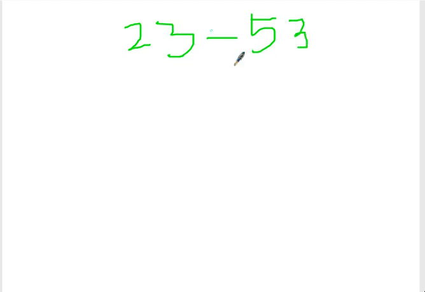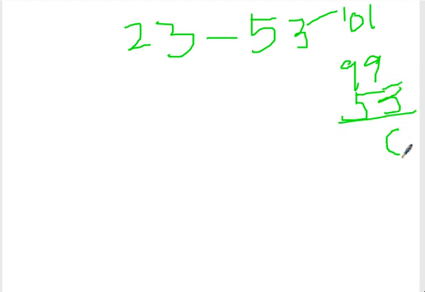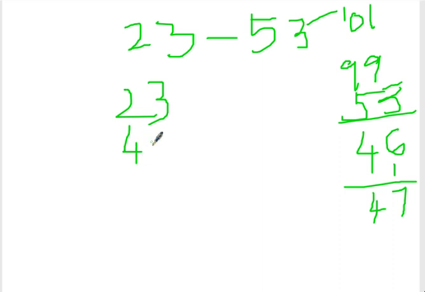So this one I have to take the tens complement. So 99, this one I should take the tens complement. 99, you remove 53. How much will you get? 46, then add 1. So you'll get 47. So 23, you have to add 47.